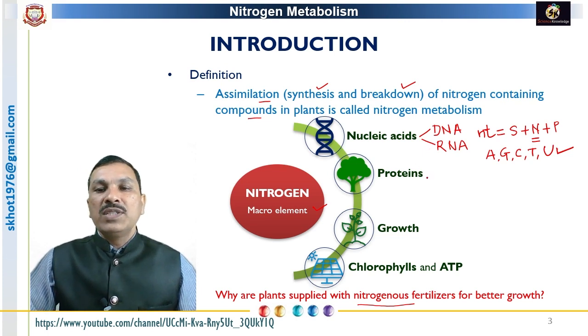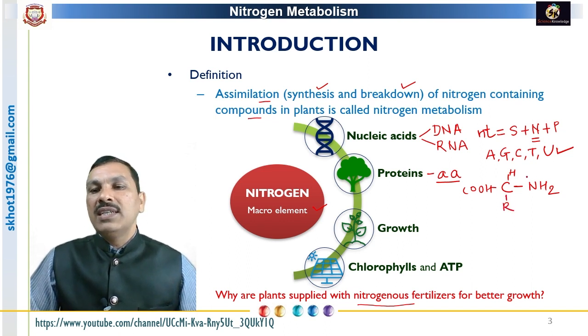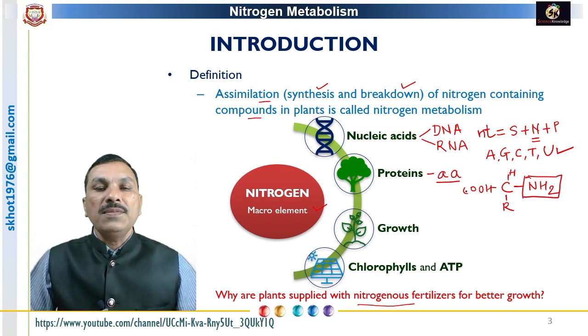The second function of nitrogen is synthesis of proteins. Proteins are made up of amino acids. Amino acids are acidic compounds having an amino group on one side, the acidic group on the other side, hydrogen and the side chain. Each amino acid requires nitrogen for synthesis of this amino group. All the amino acids are the building blocks for proteins. So nitrogen is required in higher concentration.